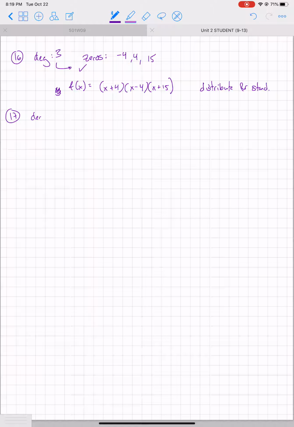So degree 5 is next. Let's see how many zeros they gave us. They gave us negative 5, negative 3, 1, 0, and 4. So they gave us all 5, so that checks out. Let's write it in factored form. We have to change the sign. All right, but now when we get to the 0, we have x plus 0.